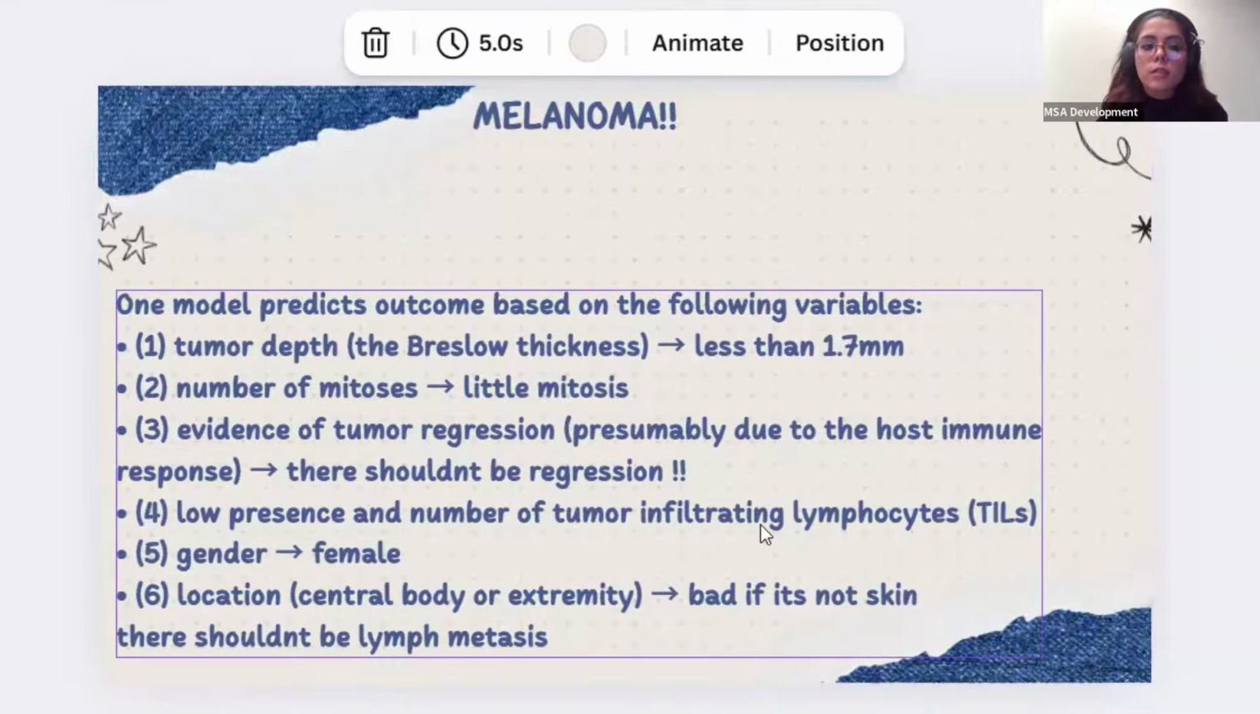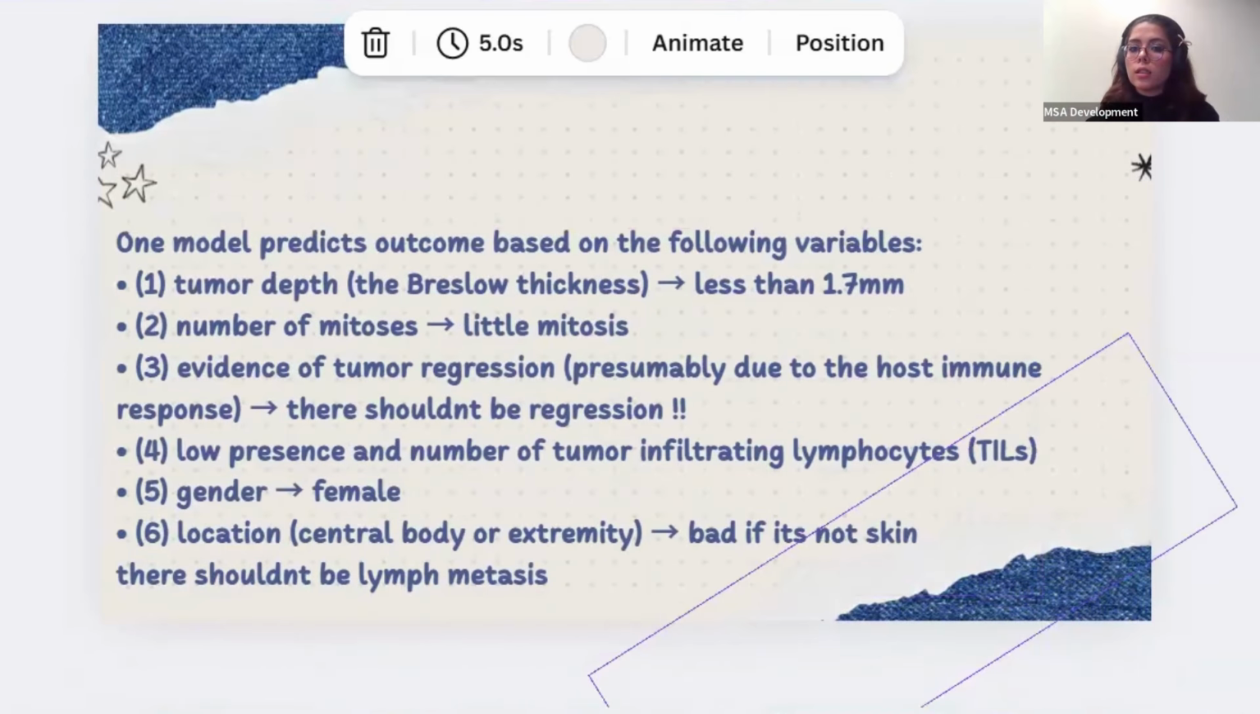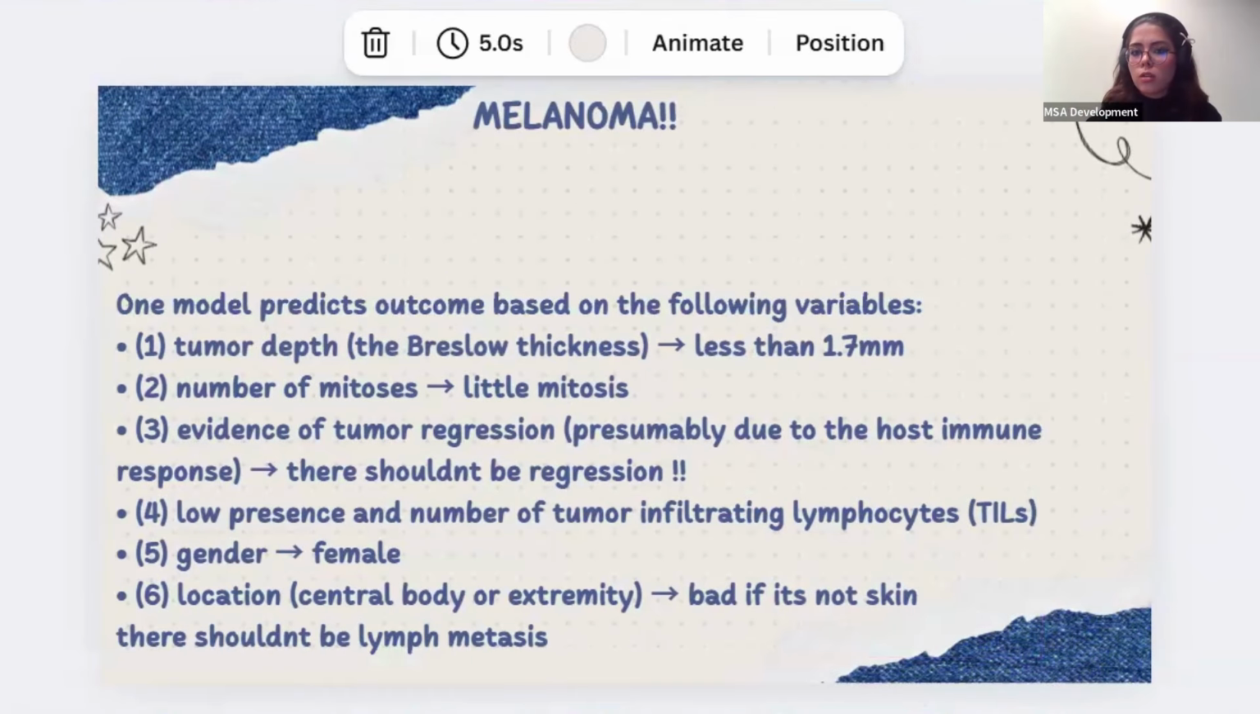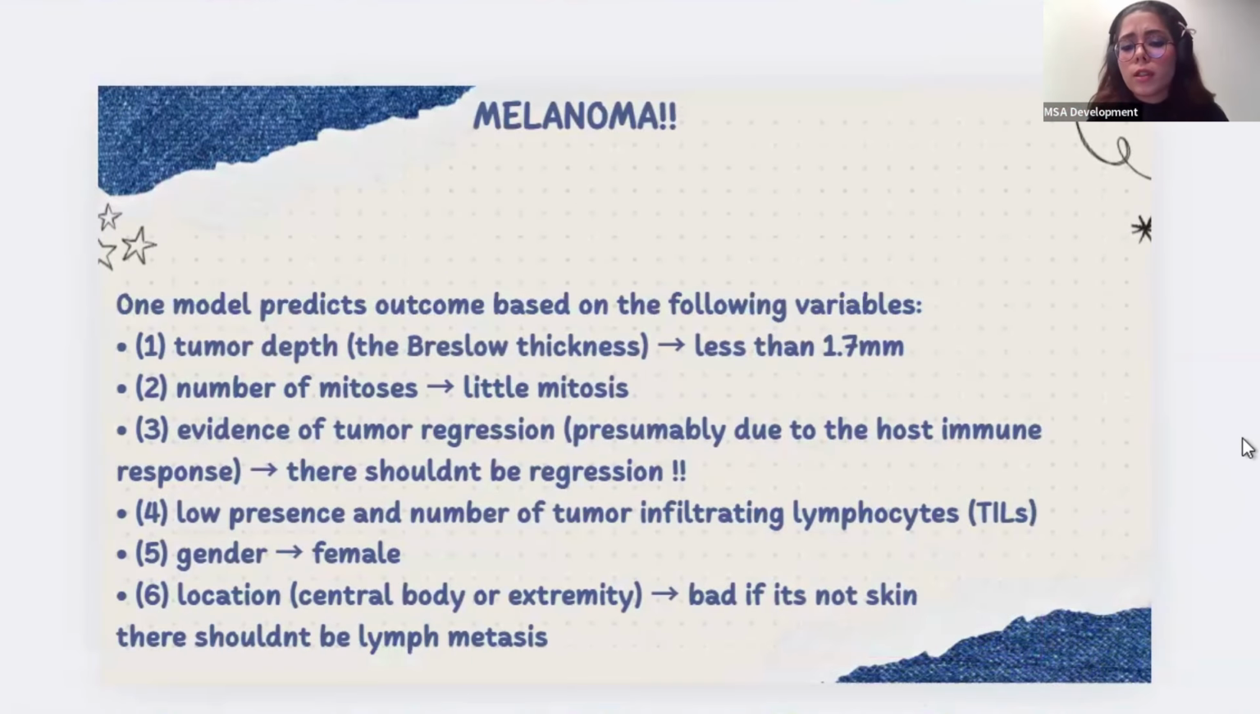Low presence and number of tumor infiltrating lymphocytes. Females tend to have better prognosis. Location. If the location isn't on the skin or sun-exposed areas, you really need to watch out because that tends to be like a mutation sort of. There's a genetic mutation involved rather than chronic sun exposure. Okay. Again, this is why the dermatologists tell you, make sure you cover up when you go outside.